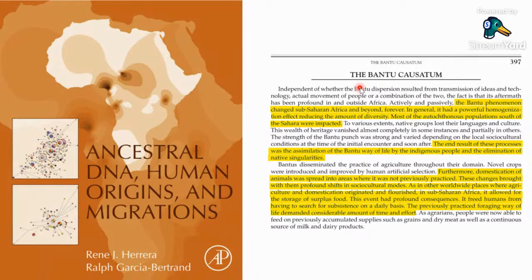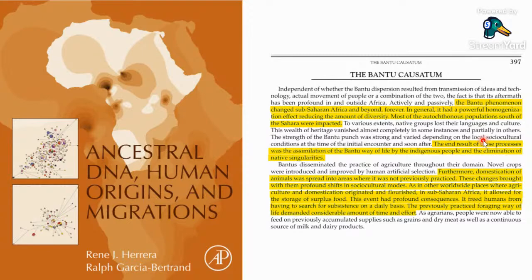Let me just continue. It says most of the indigenous populations south of the Sahara were impacted. To various extents, native populations lost their language and culture. Why? Because of the Bantus. This wealth of heritage vanished almost completely in some instances and partially in others. The strength of the Bantu punch was so strong and varied depending on the location and social culture condition at the time encountered, and soon after. The end result of this process was the assimilation of the Bantu way of life by the indigenous peoples and the elimination of native singularities, all right?